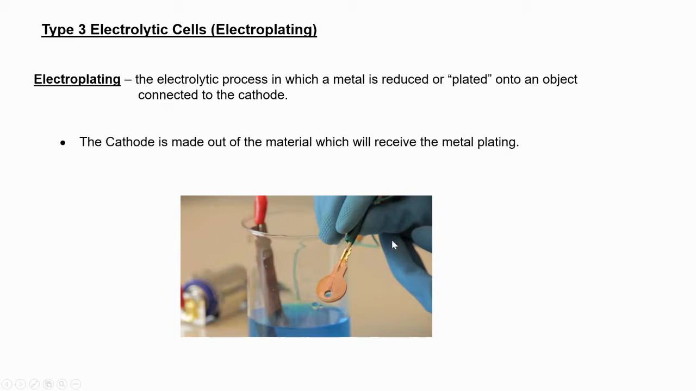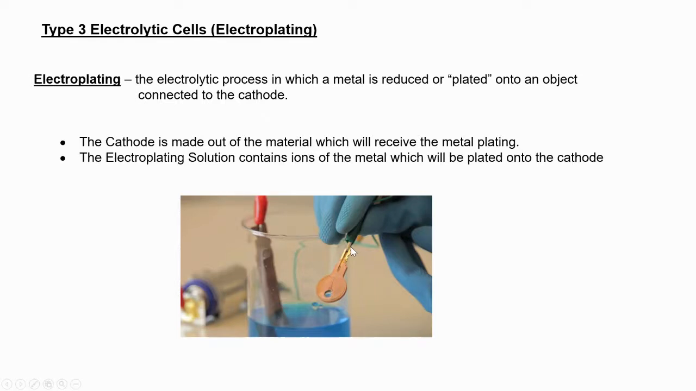All right, so let's talk about the process for this. So the cathode is made of the material which will receive the metal plating. So we make the cathode simply by connecting it to the negative terminal. The electroplating solution contains the ion of the metal which we wish to be plated on the cathode, right? So if we wanted to plate this key, it looks like we're plating this key with copper, so we put a copper solution in there. If we want to plate it with silver, we put a silver solution in there. If we want to plate it with gold, we do the same, gold solution.